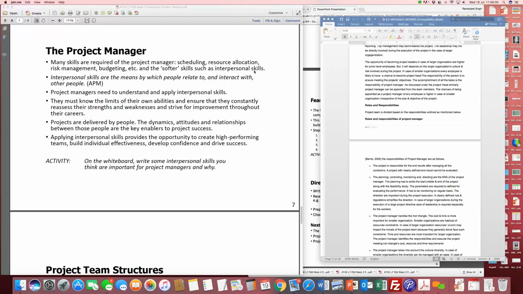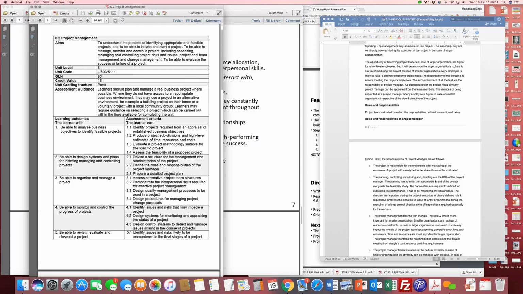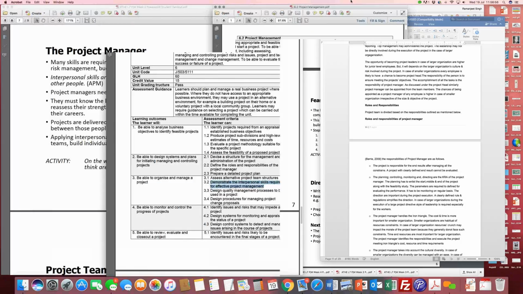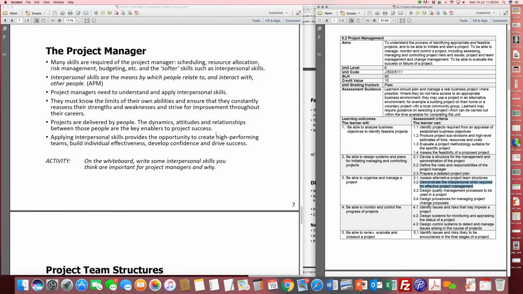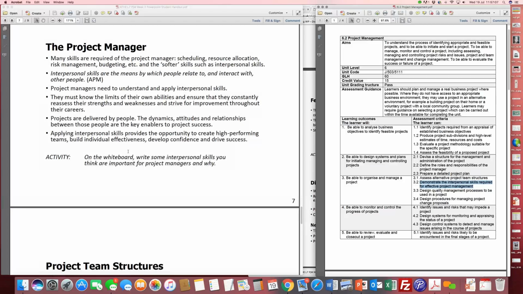Because if he has people within his team who do not like to be managed or do not like to be told what to do and how to do it, then he will have a problem in terms of the effective running of the project. So it is quite important. This is directly related to one of the tasks in the assignment, which is to demonstrate the interpersonal skills required for effective project management. And this slide basically talks about these skills which are required by the project manager to be able to manage these things effectively when he's running the project.